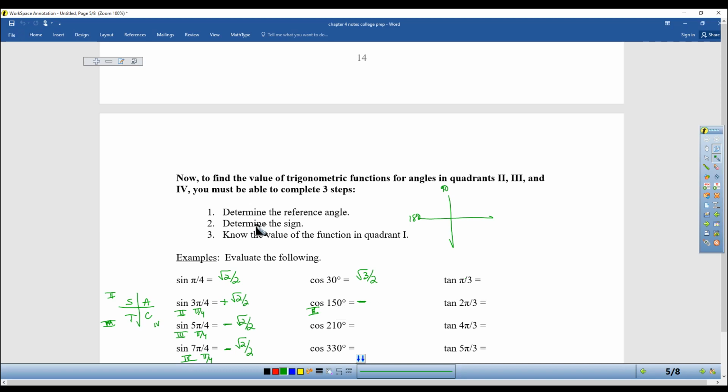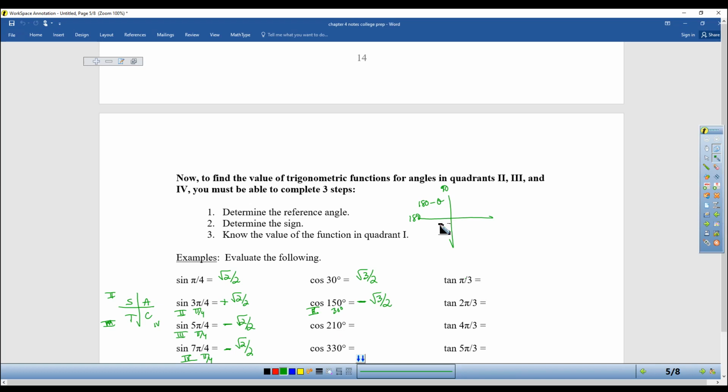Now the reference angle. By the way, these don't have to be in any certain order. The reference angle, this is that annoying one, right? So it's going to be 180 minus theta. So it's going to be 30 degrees is what I'm going to refer to. And on my chart, cosine of 30 is square root of 3 over 2.